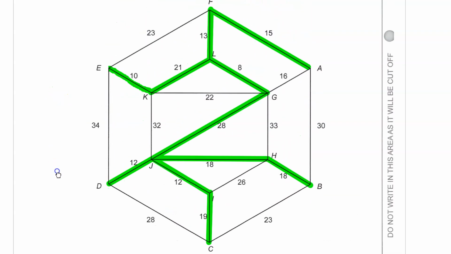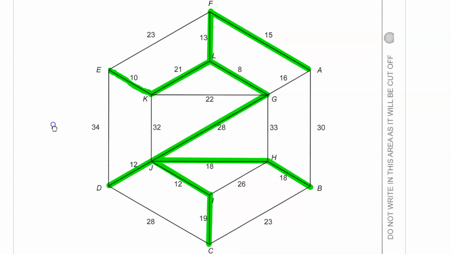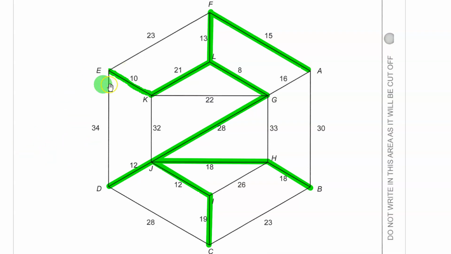So here it is. And let me just run you through how I would have gone about doing this. I would have probably started over at E, and the smallest edge to add in would be the 10 to K. Once we get to K, the smallest edge to add in out of 23, 34, 21, 22, 32 is the 21 up to L. When we get to L, we've sort of figured out there's big numbers over here, so the 8 is very attractive to G. When we get to G, we look around and we've got a 28, a 33, a 16, or there's a 13 back up here.